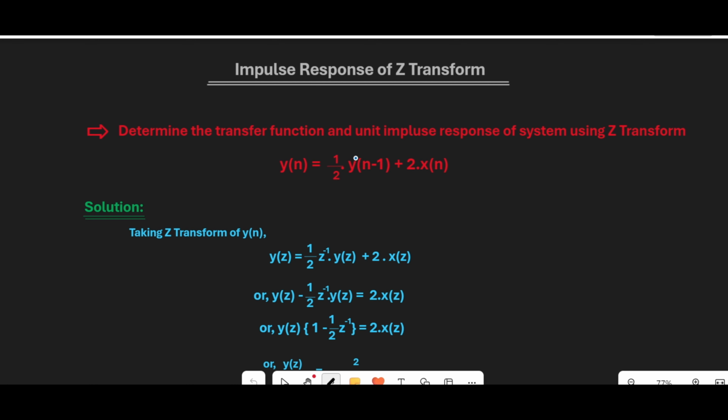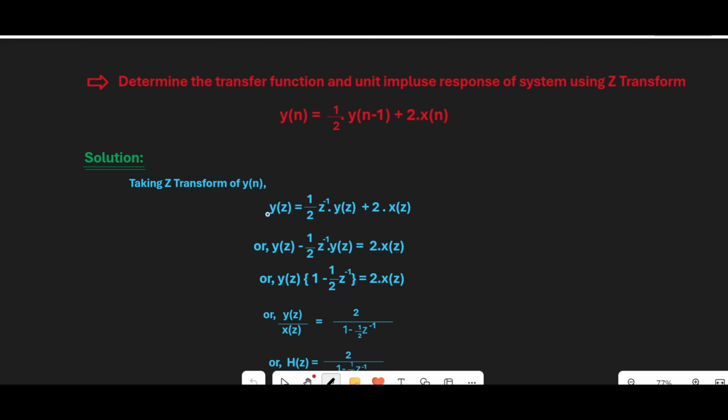Taking the Z transform of y[n], after the Z transform we get Y(z) equal to half of z inverse 1, this is the time shifting property, into Y(z) plus 2 into X(z). Bringing this part to the left side of the equation, we get Y(z) minus half into z inverse 1 into Y(z) equal to 2 into X(z).